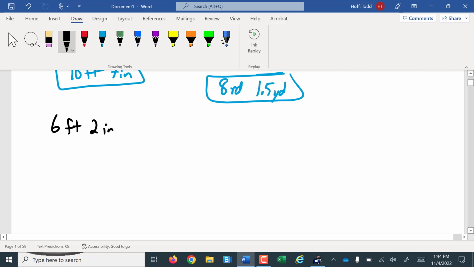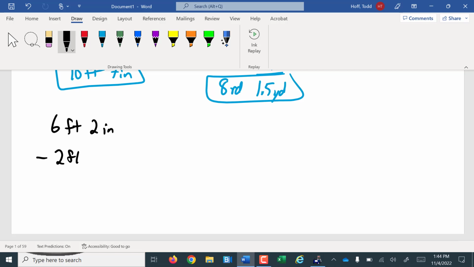We might have 6 feet 2 inches, subtract 2 feet 9 inches. Well, here 2 inches minus 9 can't be done, so we're going to take from the 6. That'll be 5 feet. This is going to become 14. We have to add 12 inches to it. Now, 14 minus 9, 5 inches. 5 feet minus 2 feet, 3 feet.